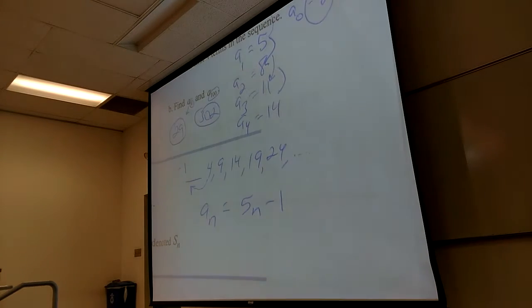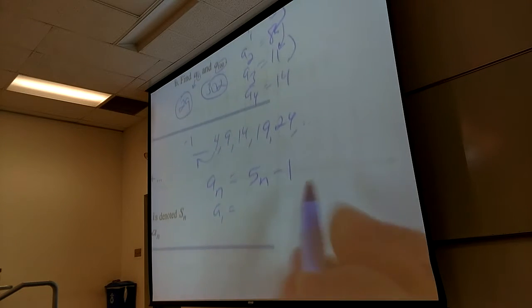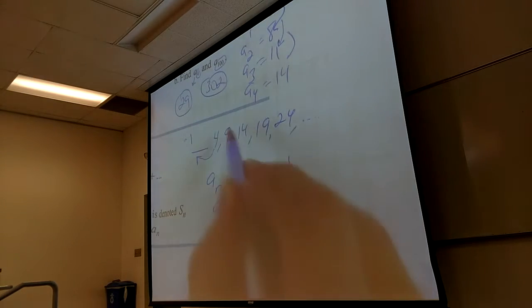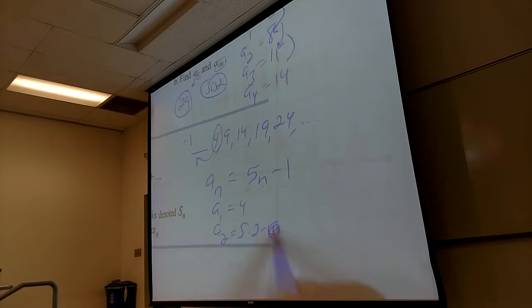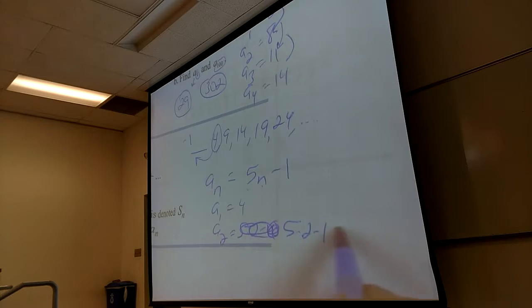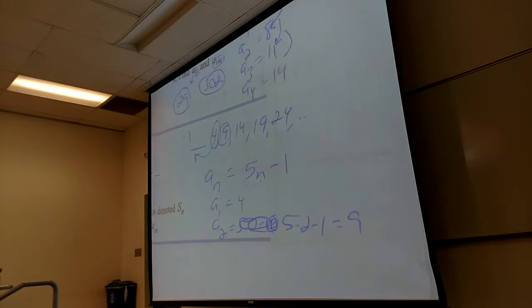How do I check that? What's A1 by the formula? It would be 5 times 1 minus 1. It's 4. Check. What's A2? It would be 5 times 2 minus 1. 10 minus 1, 9. Check. So whenever they ask you to put together what AN is, you can always check it. You just plug in 1 for the first term, make sure it actually comes out to be what it's supposed to be.